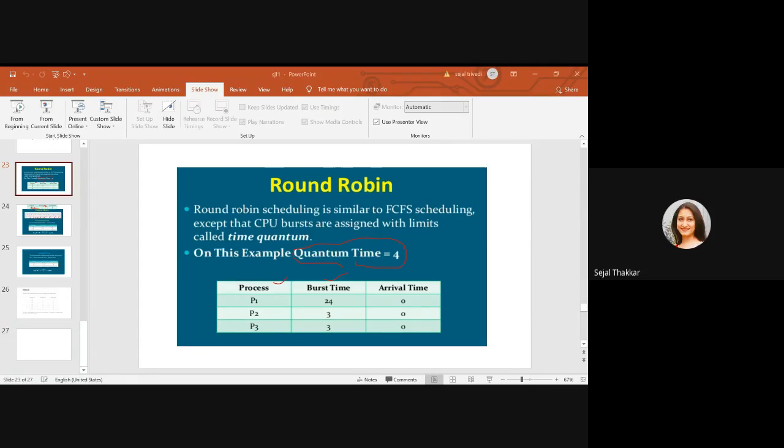So the completion time of P1 is 30, the completion time of P2 is 7, and the completion time of P3 is 10, right? And the arrival time for all is 0. So the turnaround times for the processes are 30, 7 and 10. And you need to calculate the waiting time as per the equation given by me. Waiting time is turnaround time minus burst time.